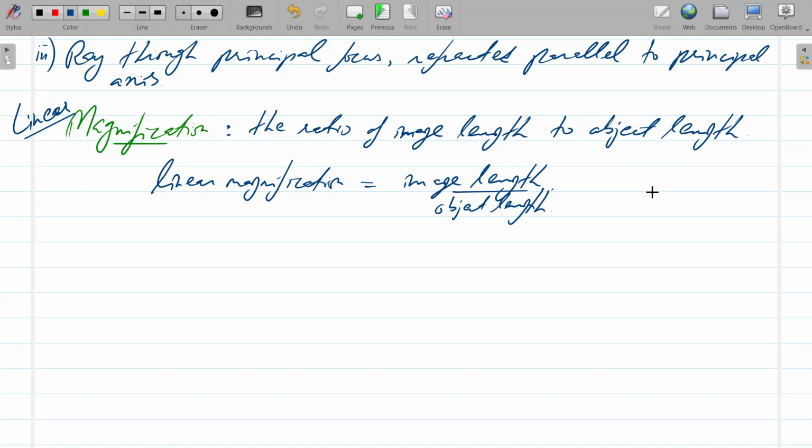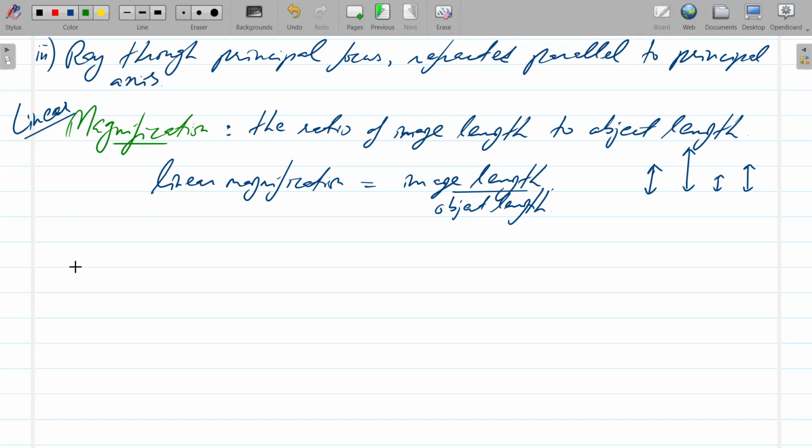That basically tells you how big or small the image is as compared to the object. Has it been magnified so it's larger? If this is the object, is the image larger or is it smaller? It can go both ways, and that's what's going to tell you. Or is it the same? Obviously, just telling you that is not very helpful. You will get a question where you have to calculate magnification, so that's where it will come in handy.